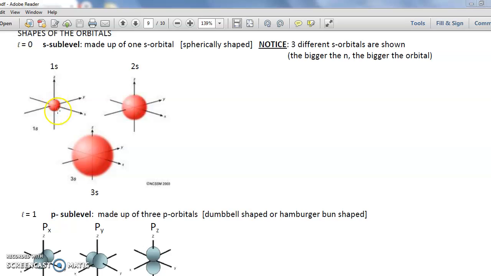So the s orbitals, if you remember, the s sublevel was made up of one orbital, spherically shaped. The further we moved out, the 1s had a small sphere, the 2s slightly bigger. On the third level, the s's keep getting bigger. Fourth would be bigger still. But we're not going to be drawing spherically shaped orbitals. We're just going to draw a box or a line to represent those.